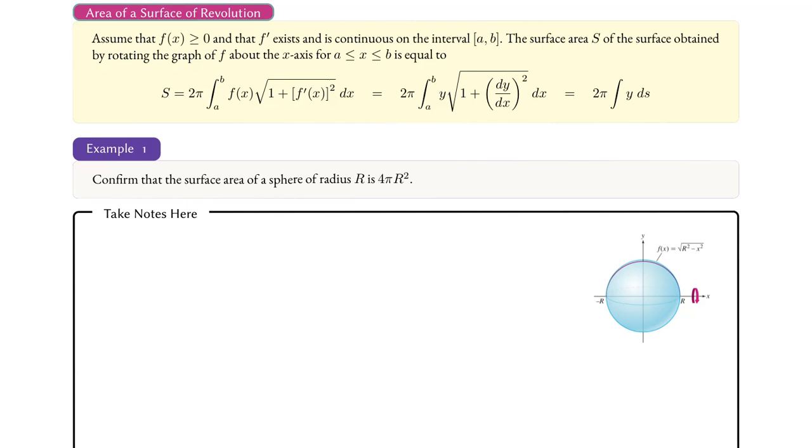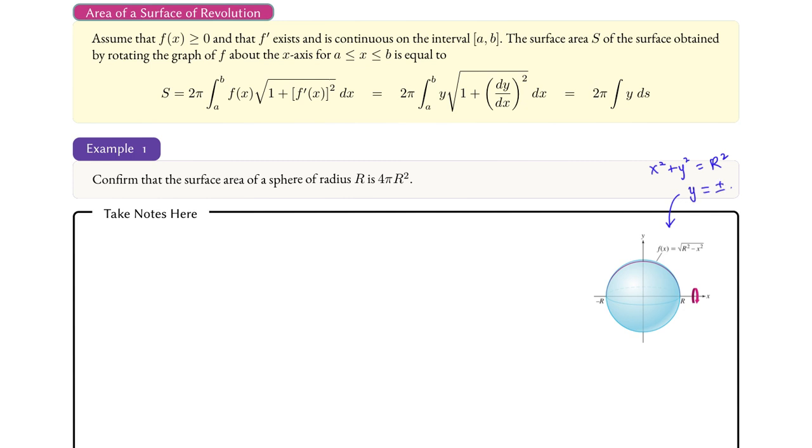In the area of a surface of revolution, we derive the formula for the surface of revolution S equals 2 pi times the integral from a to b of f of x times the square root of 1 plus f prime of x squared dx, where the radius of revolution is y or f of x, and the arc length differential is ds. For example, confirm that the surface area of a sphere of radius r is 4 pi r squared.